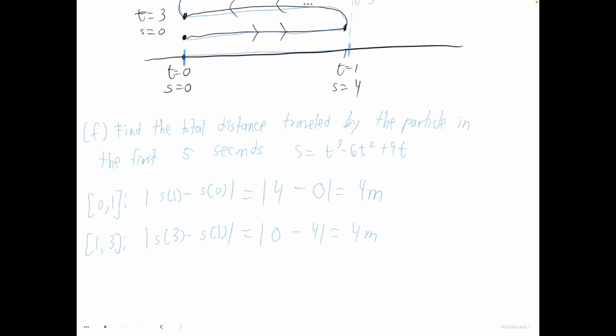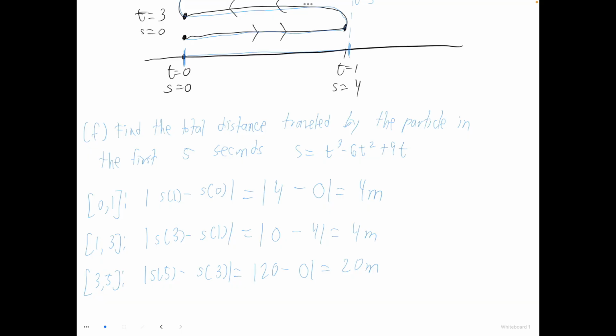And we kind of saw that in our diagram, that from 0 to 1 we went from 0 to 4 distance-wise, then from 1 to 3 we went back to 0. And that's modeled by what we just found with distances, that they would cancel out in the displacement form. Now from 3 to 5, we're going to do s of 5 minus s of 3. Plugging 5 into s, you get out 20. And then at 3, we already said you get out 0. So we move 20 meters in the time from 3 to 5.